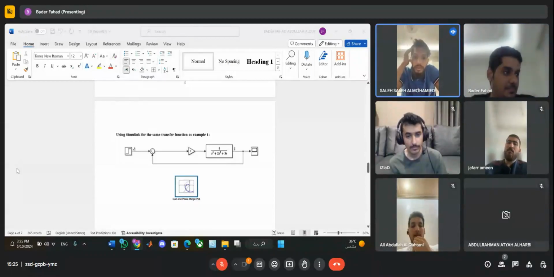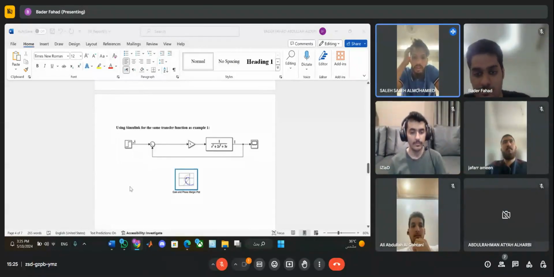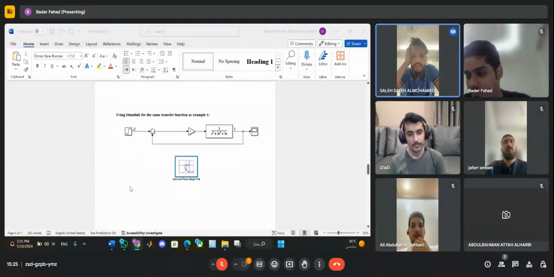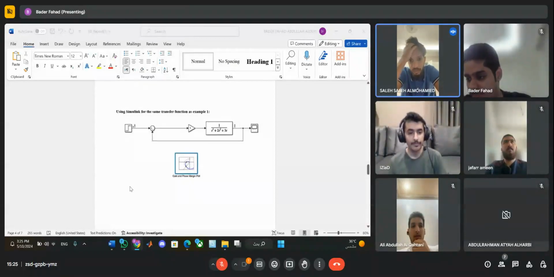For using the Simulink for the same transfer function, we can see the block diagrams that we generate using the Simulink. After we generate this diagram, we proceed with the results that it gives us.